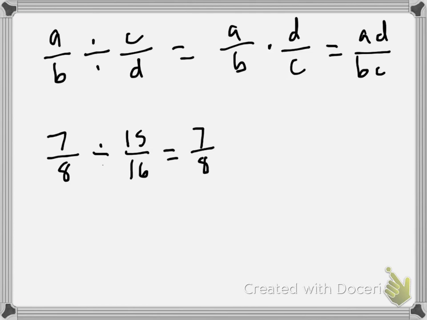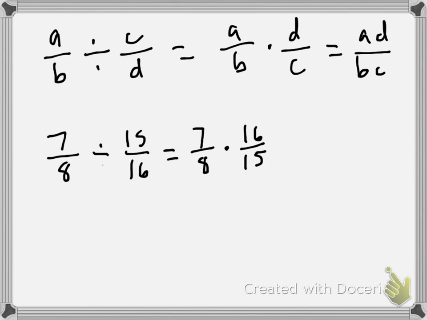I'm going to change my division to a multiplication, and I'm going to flip my second fraction upside down. Okay, and now I've just rewritten this division as an equivalent multiplication problem. And now I'm just going to do it like the last several questions that we've been working on. I'm going to go through and simplify first.